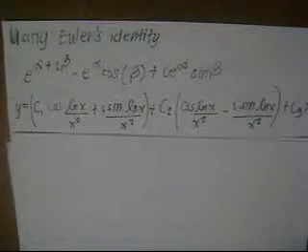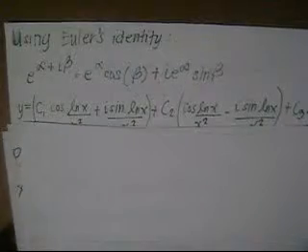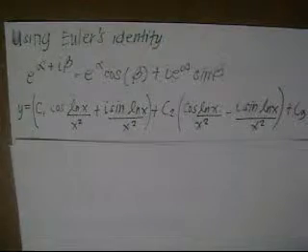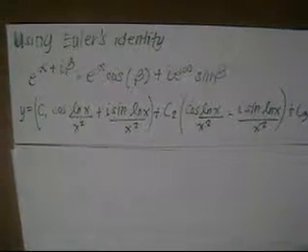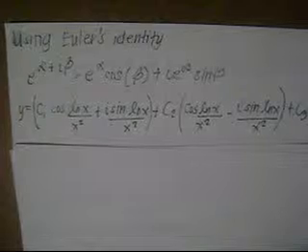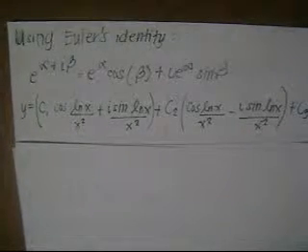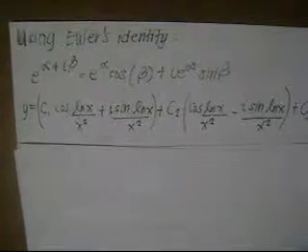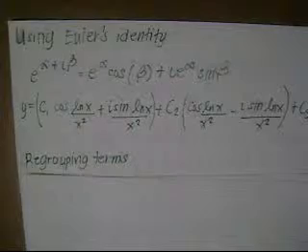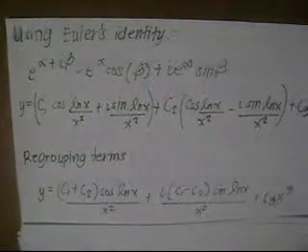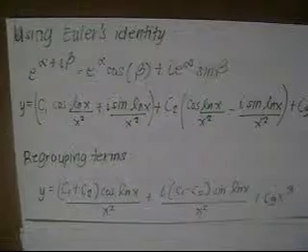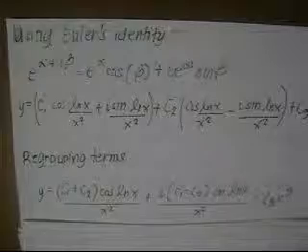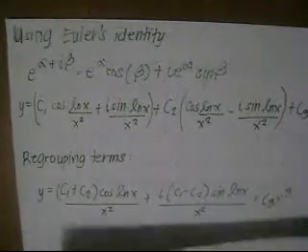Input this alpha and beta in the y complementary function: C1 cos(ln x)/x squared plus i sin(ln x)/x squared, plus C2 cos(ln x)/x squared minus i sin(ln x)/x squared, plus C3 x cubed. Now regrouping the terms, y is equal to (C1 plus C2) cos(ln x)/x squared plus i(C1 minus C2) sin(ln x)/x squared plus C3 x cubed.